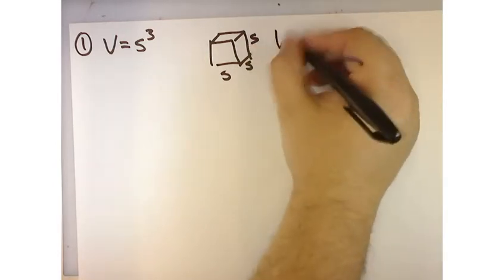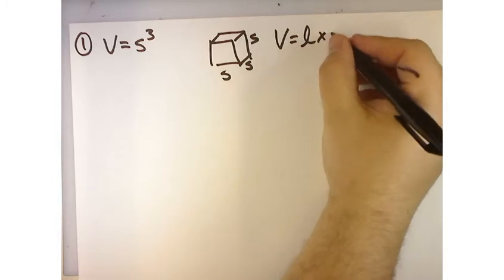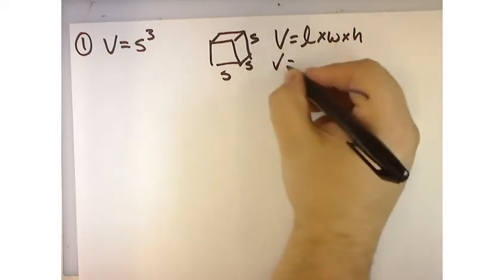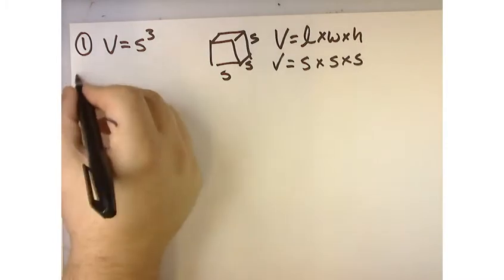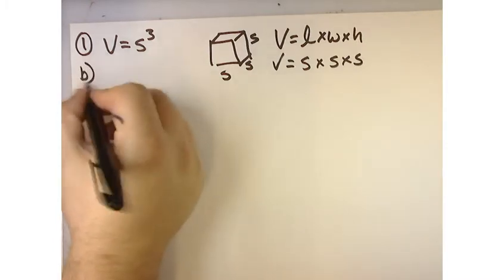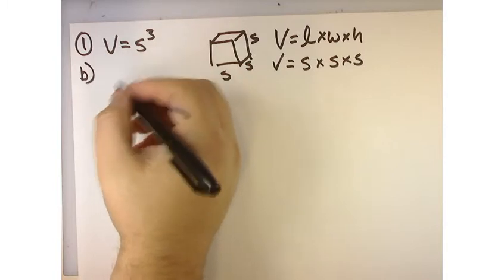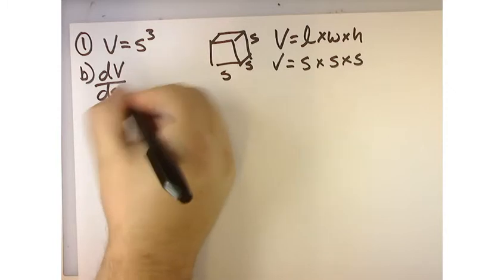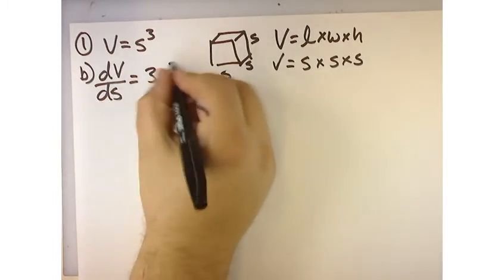So the volume is usually, of a rectangular prism, the length times the width times the height. And on a cube, it's just S times S times S. So part B wants us to find the rate of change of volume with respect to S, or dV/dS. Well, that's just going to be 3S squared.